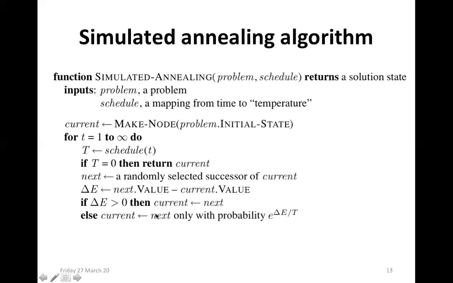So this is basically the crux of the simulated annealing algorithm, that it allows bad movements. This is a bad movement, because in that movement you are allowed to go from the current state to the next state even though your next state has the lower value.